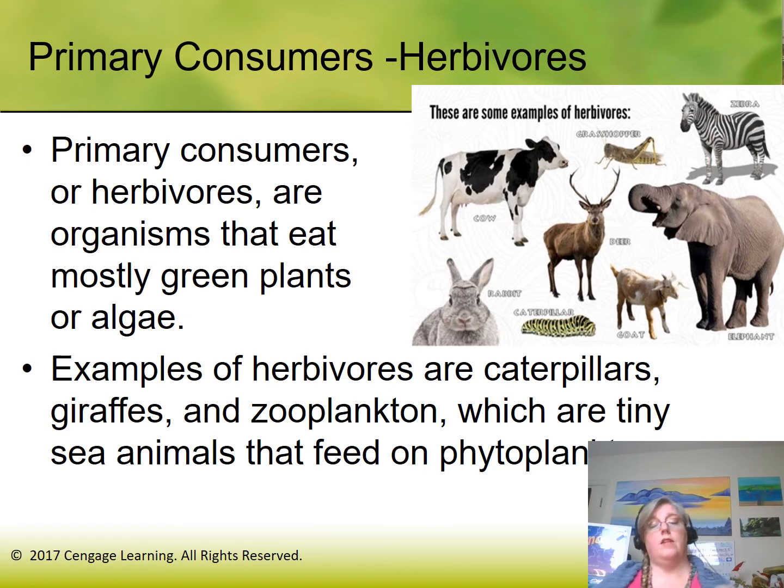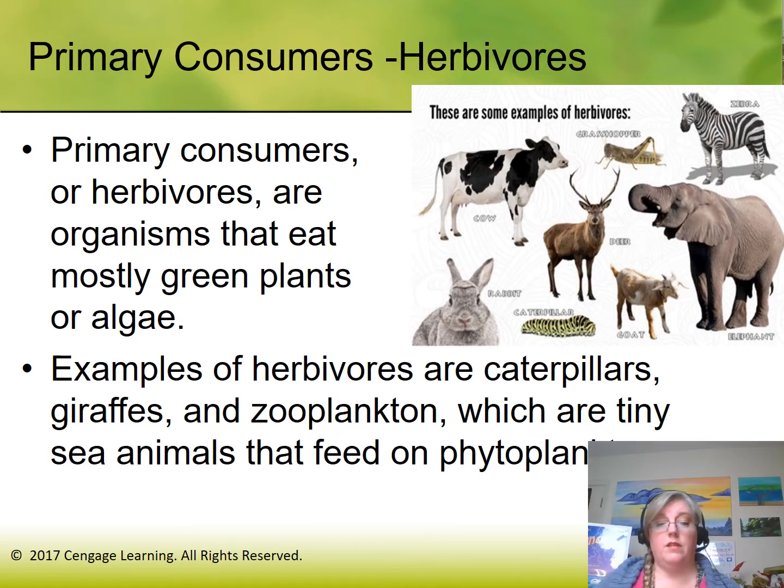They're the ones that, if the plants are on the bottom of the pyramid, these are the next level up. These are the primary consumers. These are the herbivores. They're the ones that eat the plants or the algae. And some examples, you got caterpillars, giraffes, elephants, tons of different things. But don't forget the zooplankton.